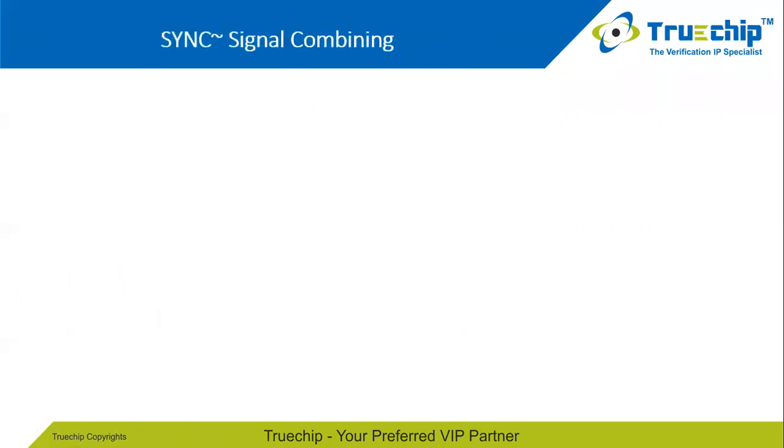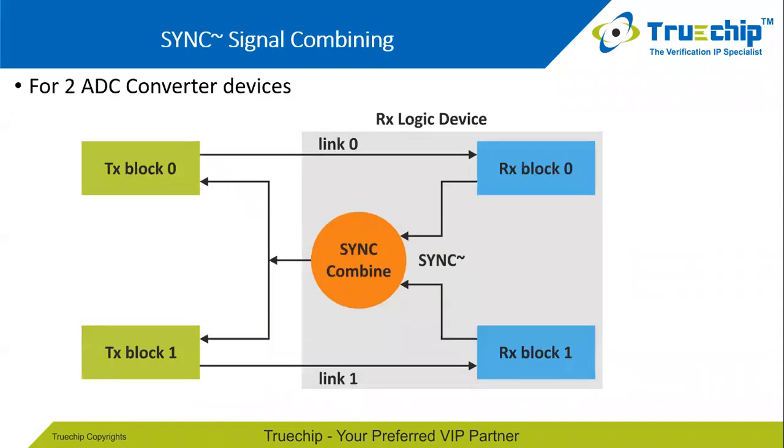So moving on to the next slide, here we are going to discuss the sync signal combining. When a receiver belonging to a particular lane issues a synchronization request, the sync signal is combined for all the lanes. That is, sync combination is mandatory for all the lanes in a link. Whereas for a multipoint link, the sync signal may or may not be combined. Also, the sync combination for a multipoint link is always done inside a logic device.